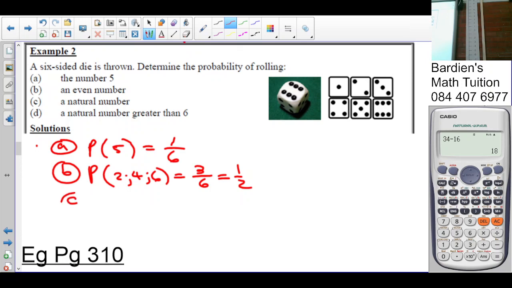Right, C. A natural number. What numbers are natural? 1, 2, 3, 4, 5, 6. All these numbers are natural.